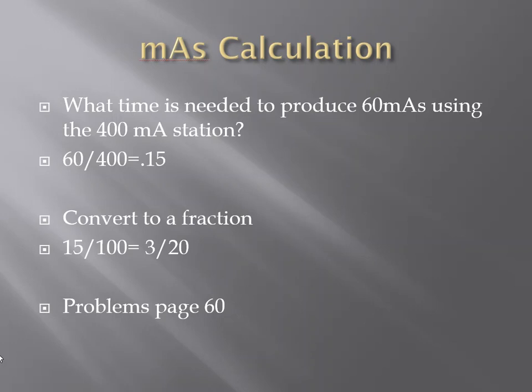And finally, down close to the bottom, number 8, you've got 100 MA at 3/20ths of a second. 3/20ths of a second, you would divide 3 by 20, and that will give you 0.15. 0.15 times 100, you would have 15 mass.